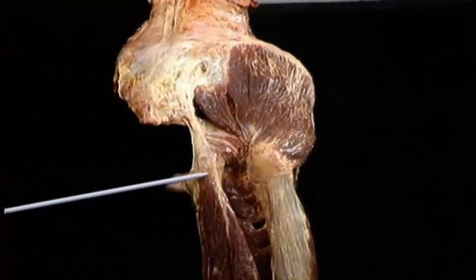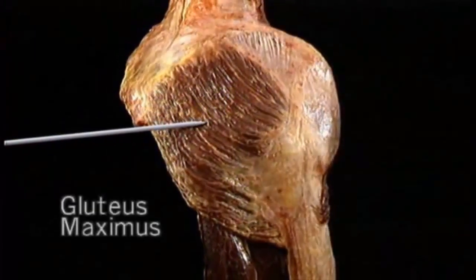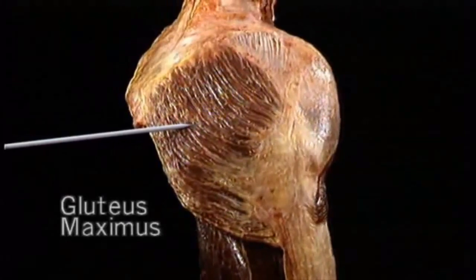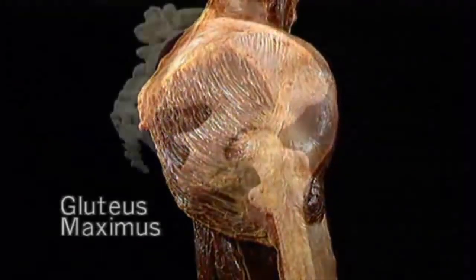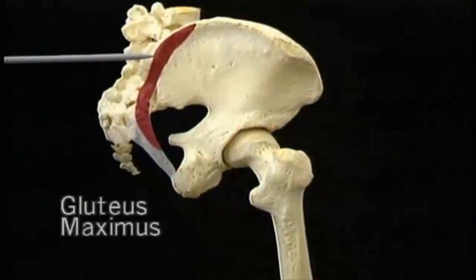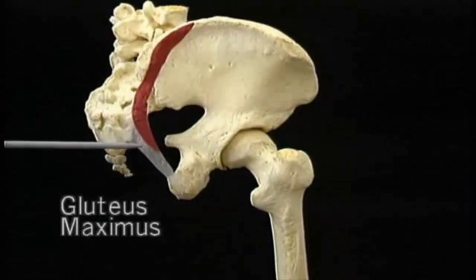Here's the upper end of the hamstring muscles. Here, overlying them, is gluteus maximus. It's a thick, flat sheet of muscle. Gluteus maximus arises from here on the back of the ilium, and from the side of the sacrum, and from the sacrotuberous ligament.